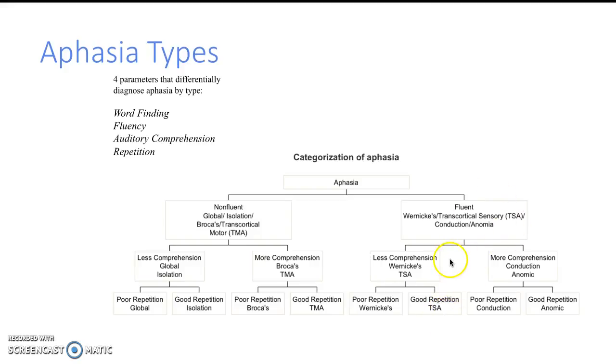If they were fluent with more comprehension, remember, not normal, just more, and they had poor repetition skills, they would have conduction. If they were fluent with more comprehension and good repetition, they would have anomic aphasia. So this is the basic differential diagnosis of aphasia.